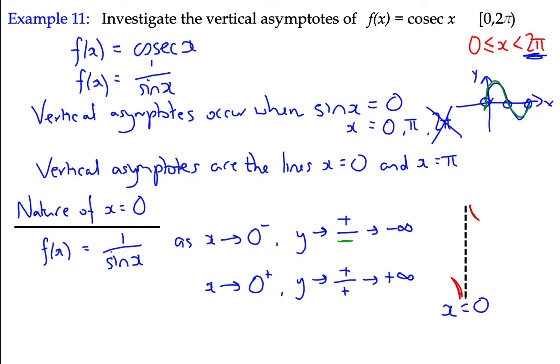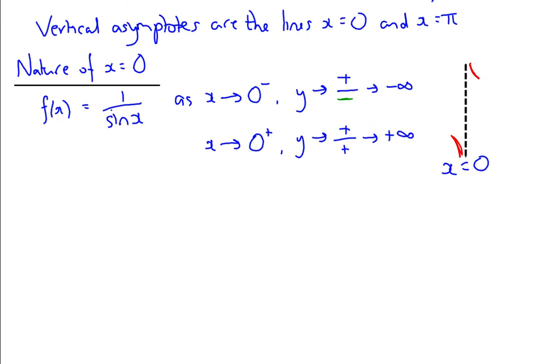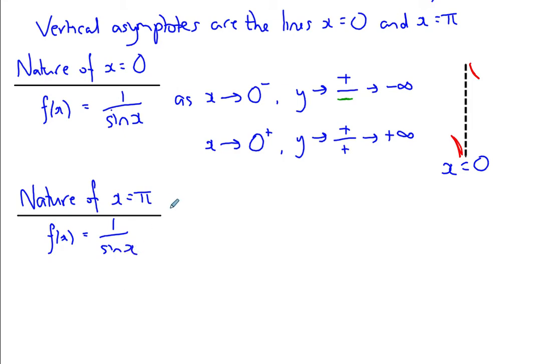Okay. And second example, again, if you want to pause it, you can try it yourself and then check if you agree. We want to check the nature of x equals pi. So we're still using the same function, f of x is 1 over sine x. So we want to investigate a value of x just below pi, and a value just above pi.